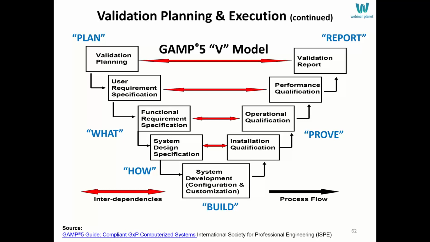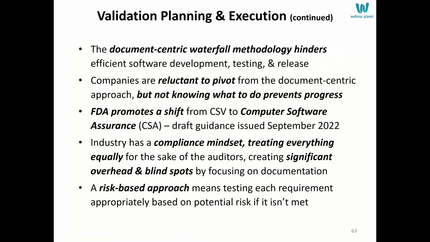And then once you build your system, you go up the right-hand side and you prove that everything's working. Installation verifies the design is correct. Operational qualification confirms that the requirements are met. And performance qualification shows that the user, how they specify they intend to use the system, is met. And then finally, the validation report. And that will be based on what you planned. Did you do it, or were there deviations, and how do you account for them?